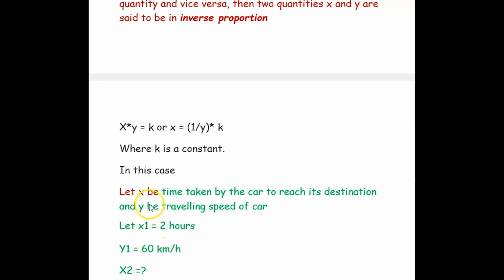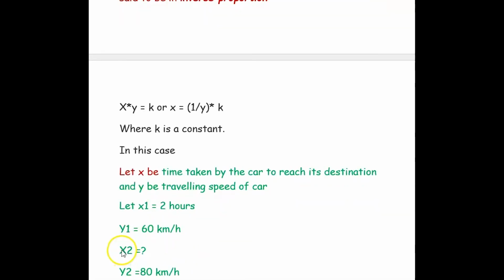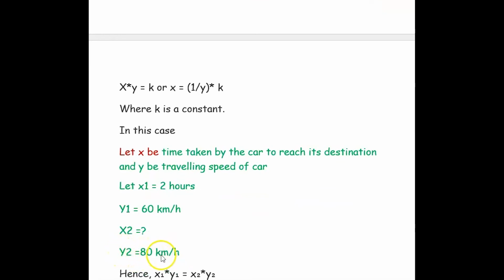So it's given time taken by the car is 2 hours. That is x1. If it travels at a speed of 60 km per hour, so that is y1. Next, if the car travels at 80 km per hour, so that is y2. We want to find x2, that is time taken by the car to reach its destination.